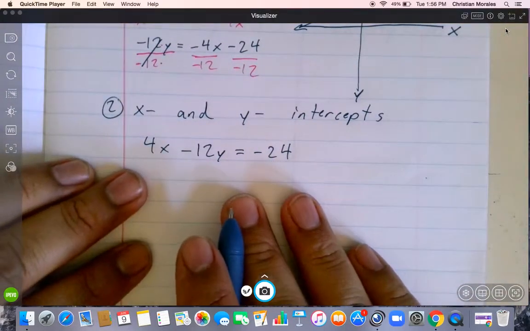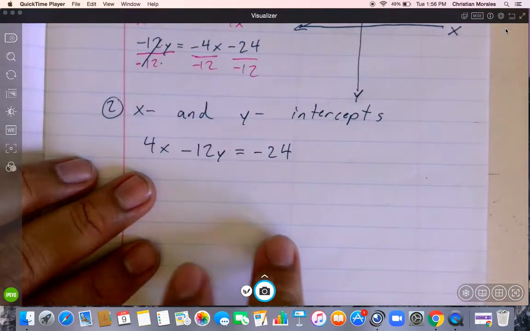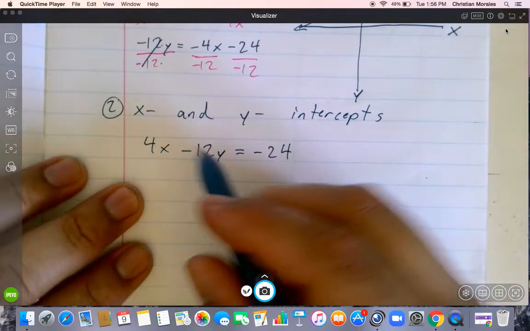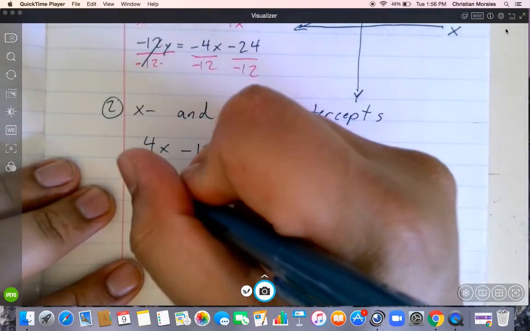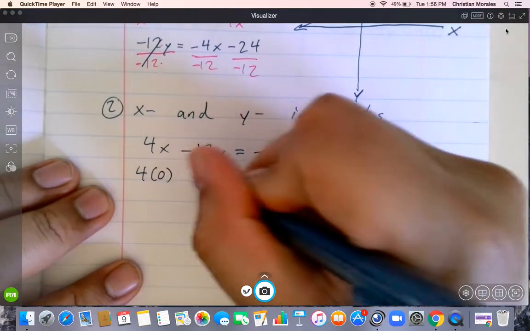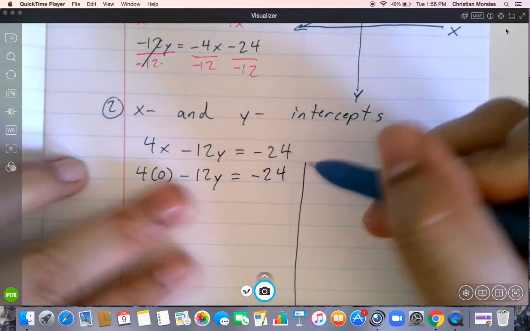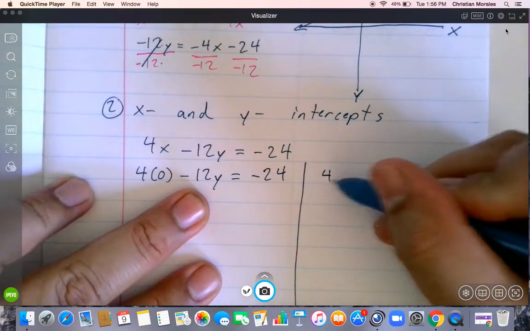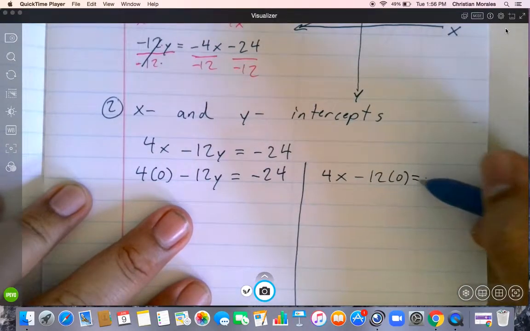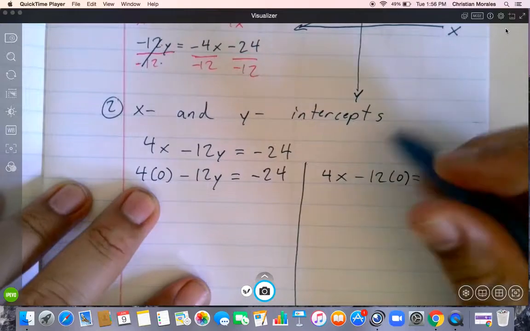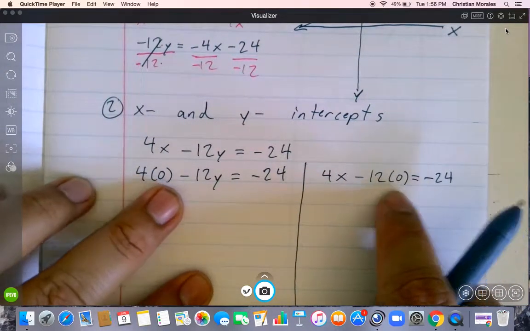You're going to plug in 0, but you're going to plug in 0 twice. So for the first one, let me actually separate this. We're going to do it twice. If you plug in a 0 for x, you're going to solve for the y, and you'll get a y-intercept. Now, if you plug in a 0 for the y, you're going to solve for the x-intercept. So when you plug in 0 into one of them, you're going to be able to solve the other one.